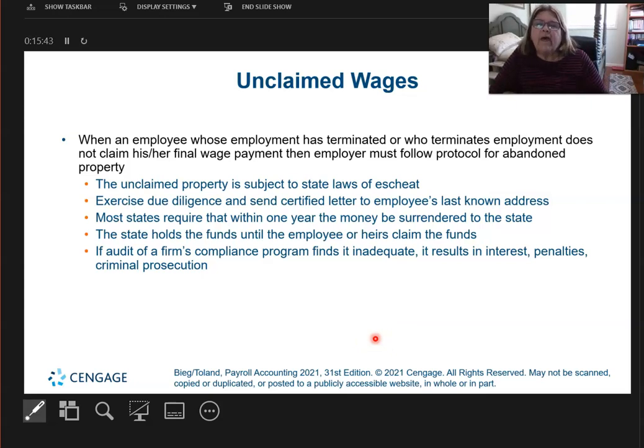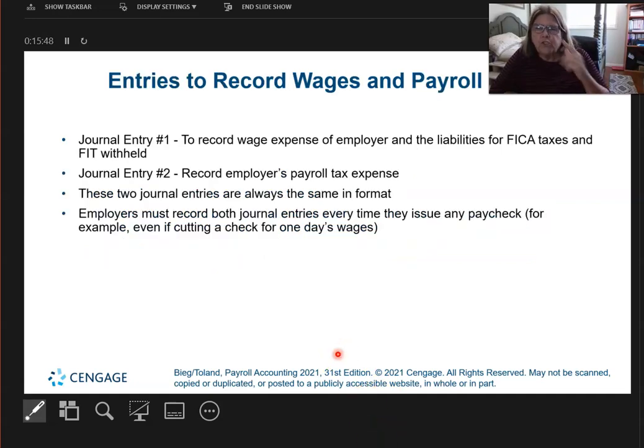So let's start talking about journal entries. Hopefully you remember this. When we talk about wages and payroll, there are only 2 journal entries for the most part. Journal entry number 1 is to record the expense of the employer, the wage expense. So that's me paying you the gross wages as an employer, and me withholding all of the FICA taxes and the FIT withheld on your behalf, and any other voluntary deductions. So that's journal entry number 1.